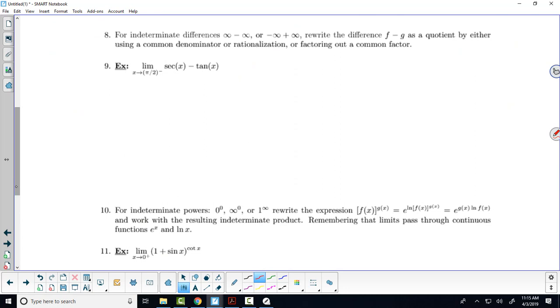Let's look at this one here. If you have indeterminate form infinity minus infinity, or vice versa, you have to go ahead and get it into a quotient. How are you going to do that? Well, you're going to have to introduce a common denominator or factor out some sort of common factor.